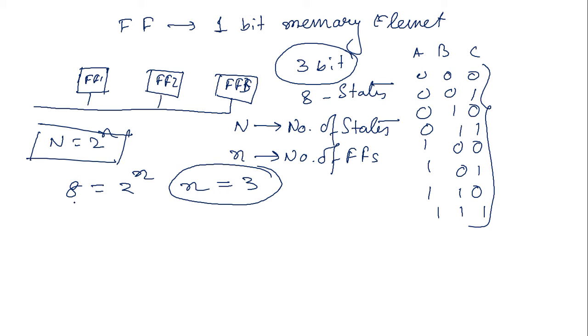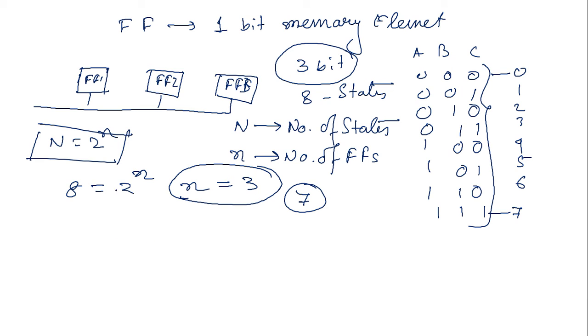So for 8 states, a minimum of 3 flip-flops is necessary, so small n equals 3. How much maximum count is possible using a 3-bit counter? It can count 0, 1, 2, 3, 4, 5, 6 and 7. So by using a 3-bit counter, the maximum number we can count is 7.